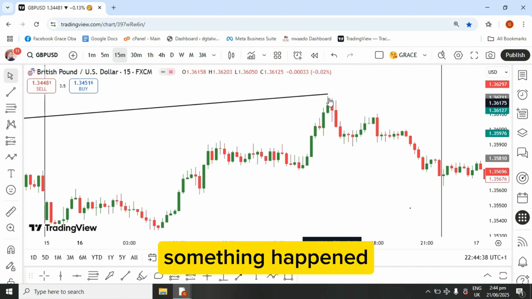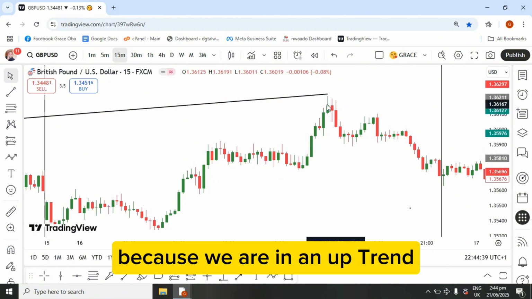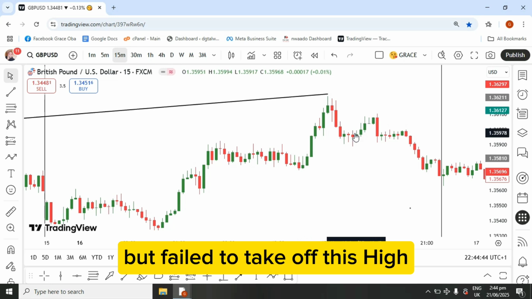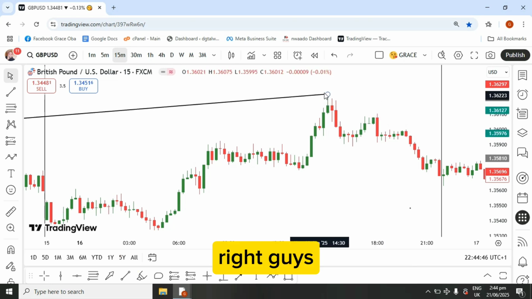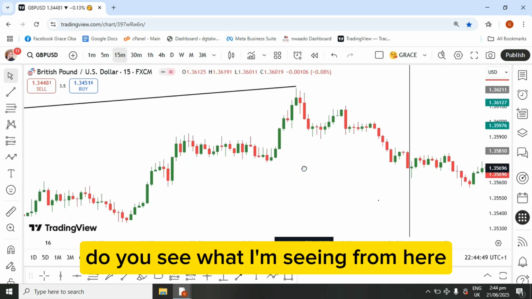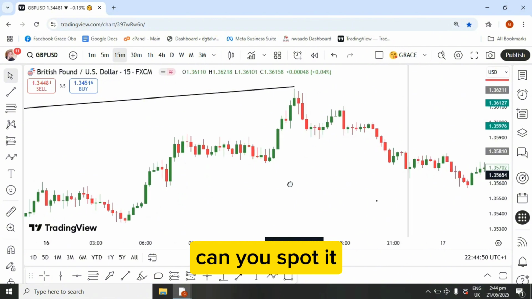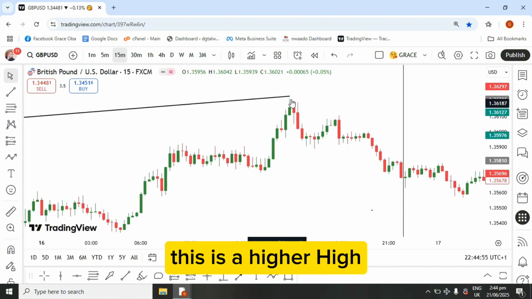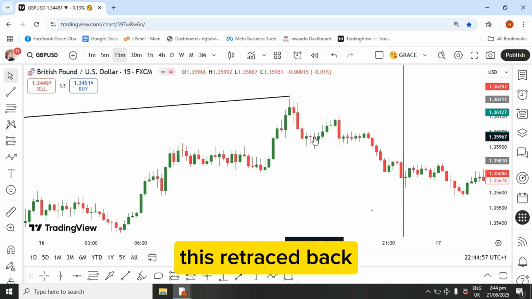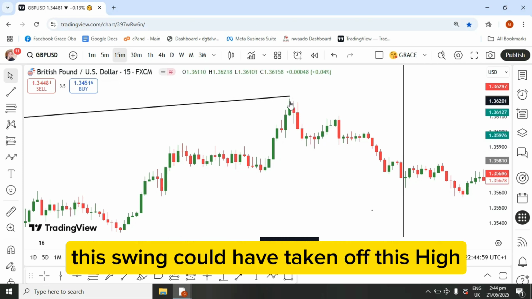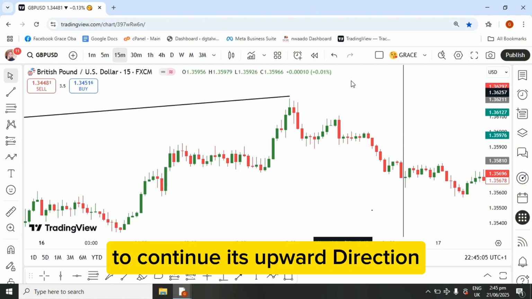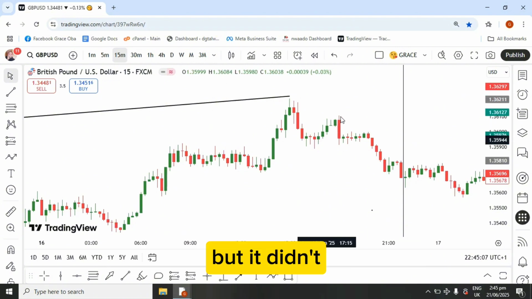Now at this point something happened. Because we are in an uptrend, it rallied up, retraced back, but failed to take off this high, right? Guys, do you see what I'm seeing from here? Can you spot it? It rallied up. This is a high, this is a higher high, this retraced back, this swing would have taken off this high to continue its upward direction. You understand? But it didn't.